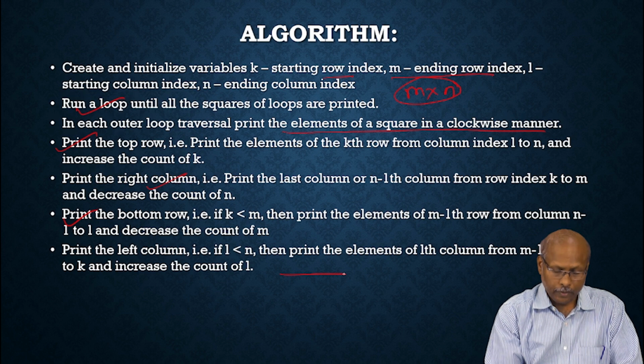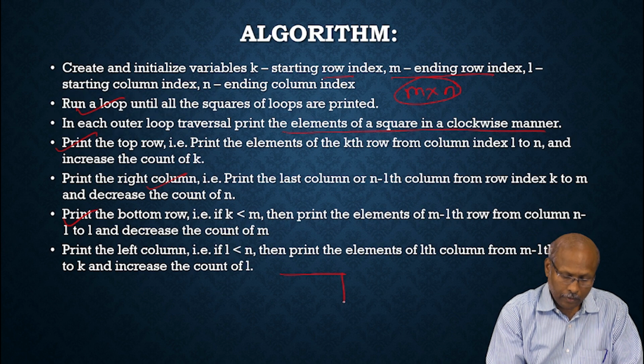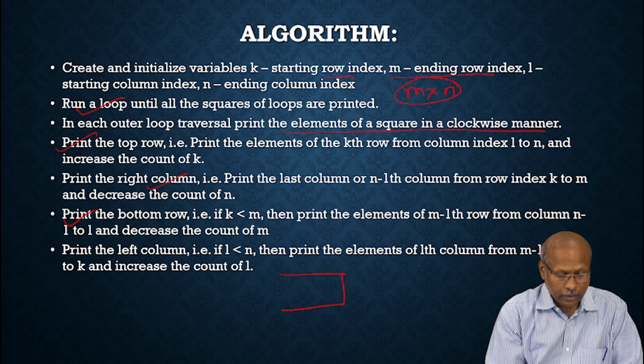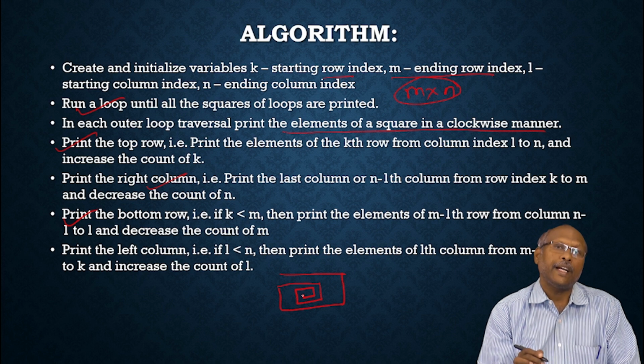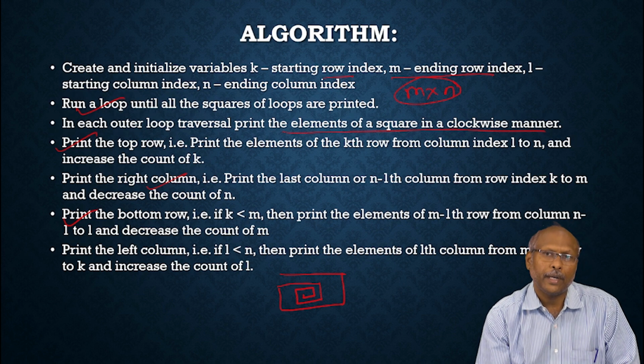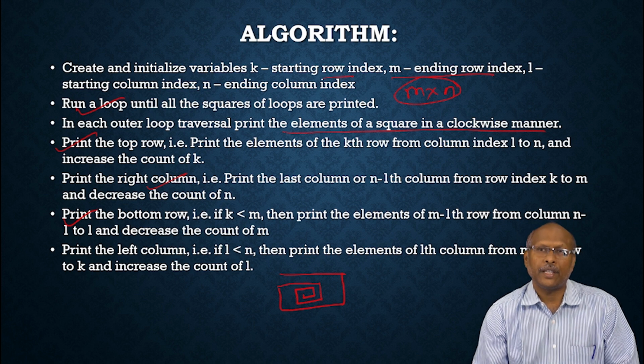First the top row, then the rightmost column, then the bottommost row, then the leftmost column, then the next row, then the rightmost column, then the bottom row, and so on. Like this it has to continue till it covers all the elements. So this is the process you have to continue for all the elements to print in a spiral form. This is the simple algorithm.